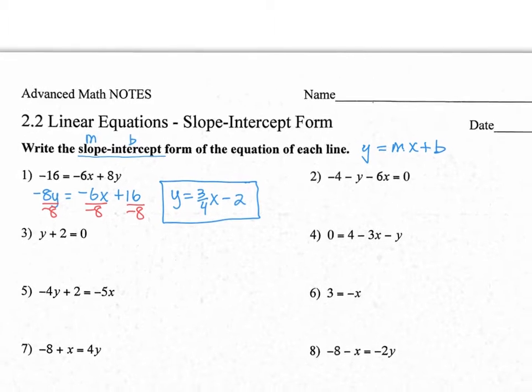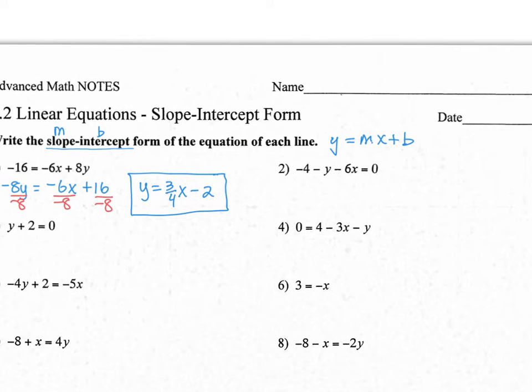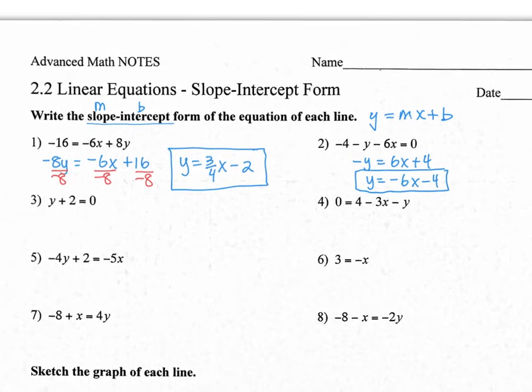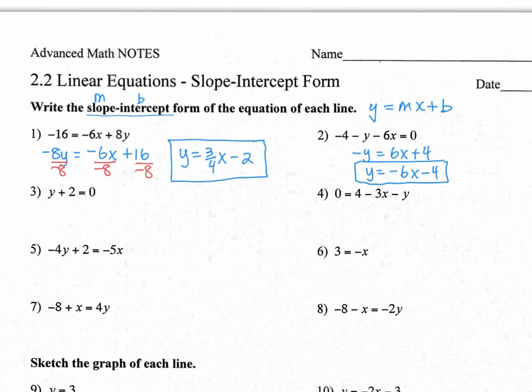On number 2, it's very similar. Let's see, we would add the 6x to both sides and add the 4. So that gives me -y equal to 6x plus 4. And then I would divide everything by -1 across the board. So y would be equal to -6x minus 4. So again, you're basically just simplifying it where you're getting y by itself. You're isolating the y.